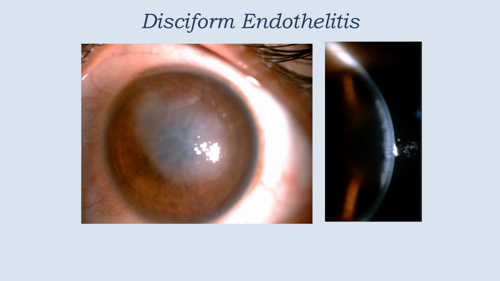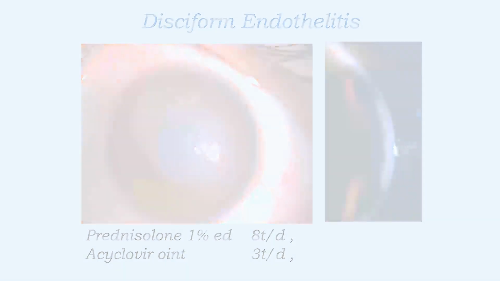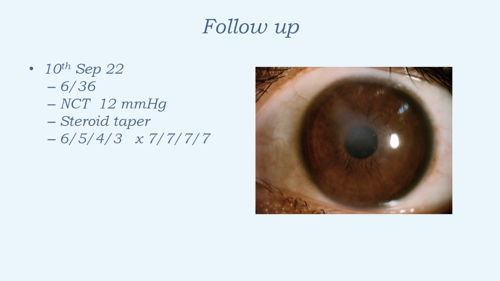There was significant central corneal edema with bullae, reducing her vision to counting fingers close to face. No KPs were visible. I started prednisolone eye drops 8 times a day and prophylactic antiviral 3 times a day. Vision improved to 6/36 within 10 days. And now steroid tapering started.